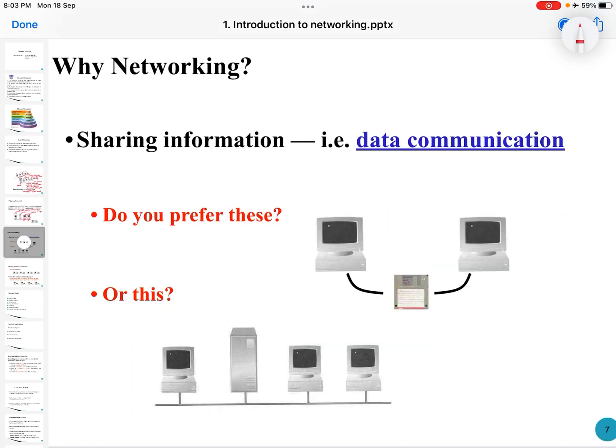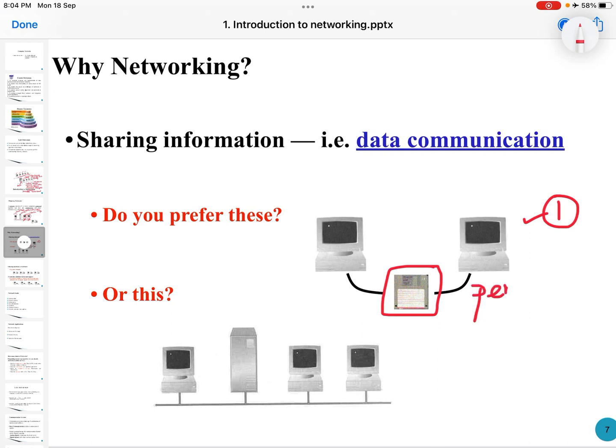Why do we need networking? Now the question arises, why is networking actually needed? So we need networking for data communication. There are two options given to you, and you are asked which one you prefer. In the first option, memory, or you can say information, is taken out from one computer and then transferred to the other computer.